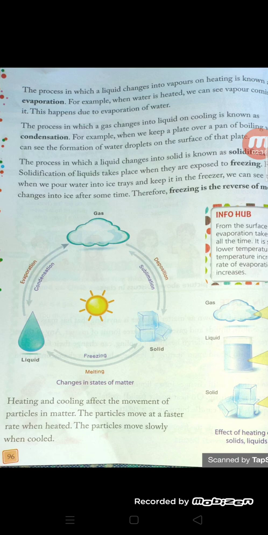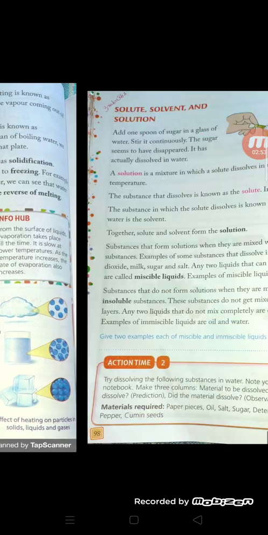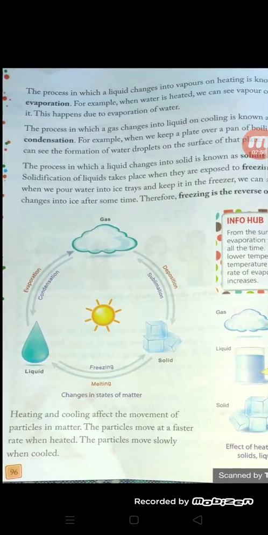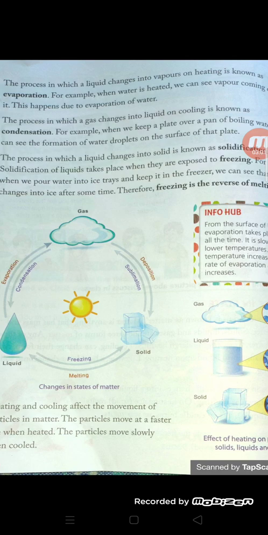The process in which a gas changes into liquid on cooling is known as condensation. So when gas is cooled, it changes into liquid. This process is known as condensation. For example, when we keep a plate over a pan of boiling water, we can see the formation of water droplets on the surface of that plate. The droplets of water that come are due to condensation.